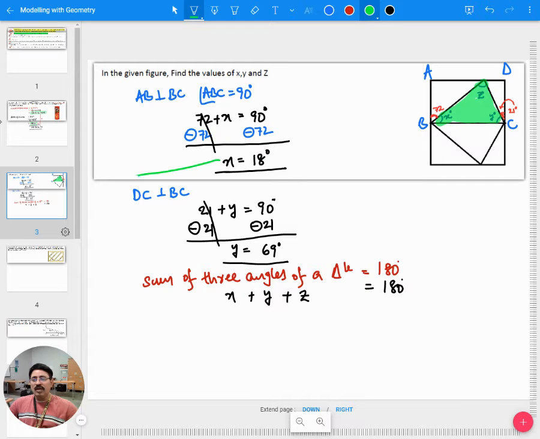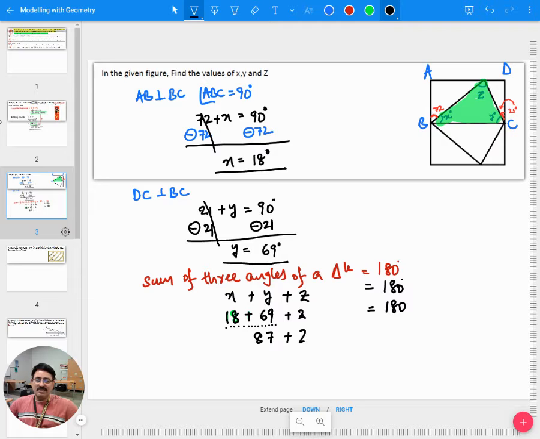You know the x value is already computed, we got 18 degrees, and you know the value of y is 69, right? Therefore, y equals 69 degrees, and here z is the missing angle. So let me combine the like terms, that is 18 and 69. Then what do I get? 87 degrees.